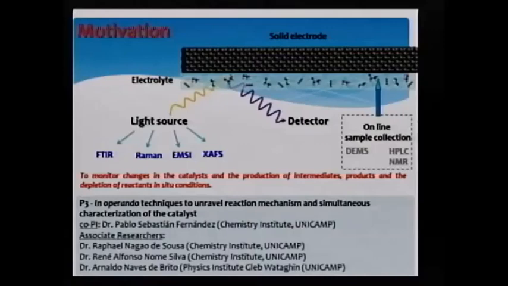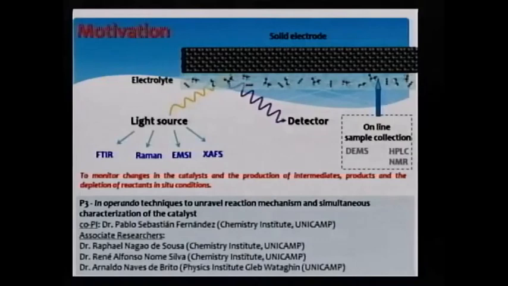These are techniques that you probably know. But we can also use ellipsometry, which is a quite old technique used to measure the thickness of oxide layers, for example. But in this case, we perform ellipsomicroscopy, so you can get images of the surface of the electrode. We'll show it later. And we can perform X-ray absorption and diffraction using synchrotron light. These are different techniques.